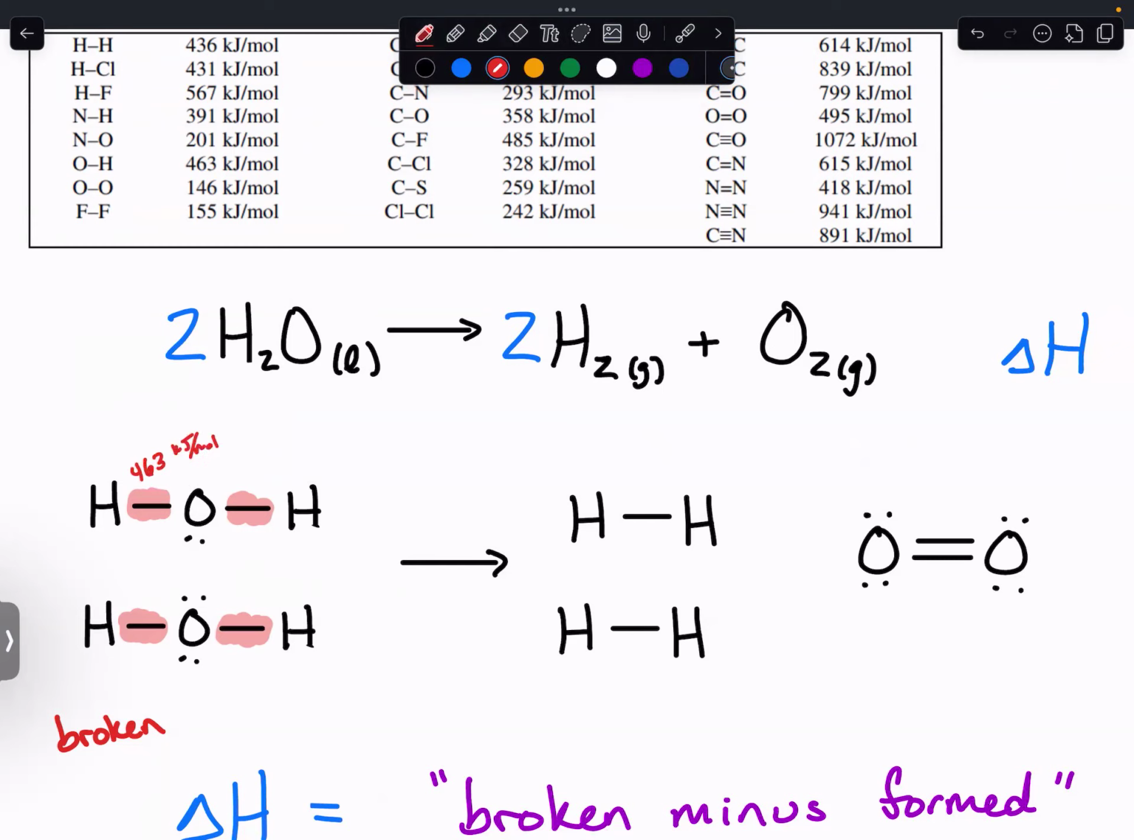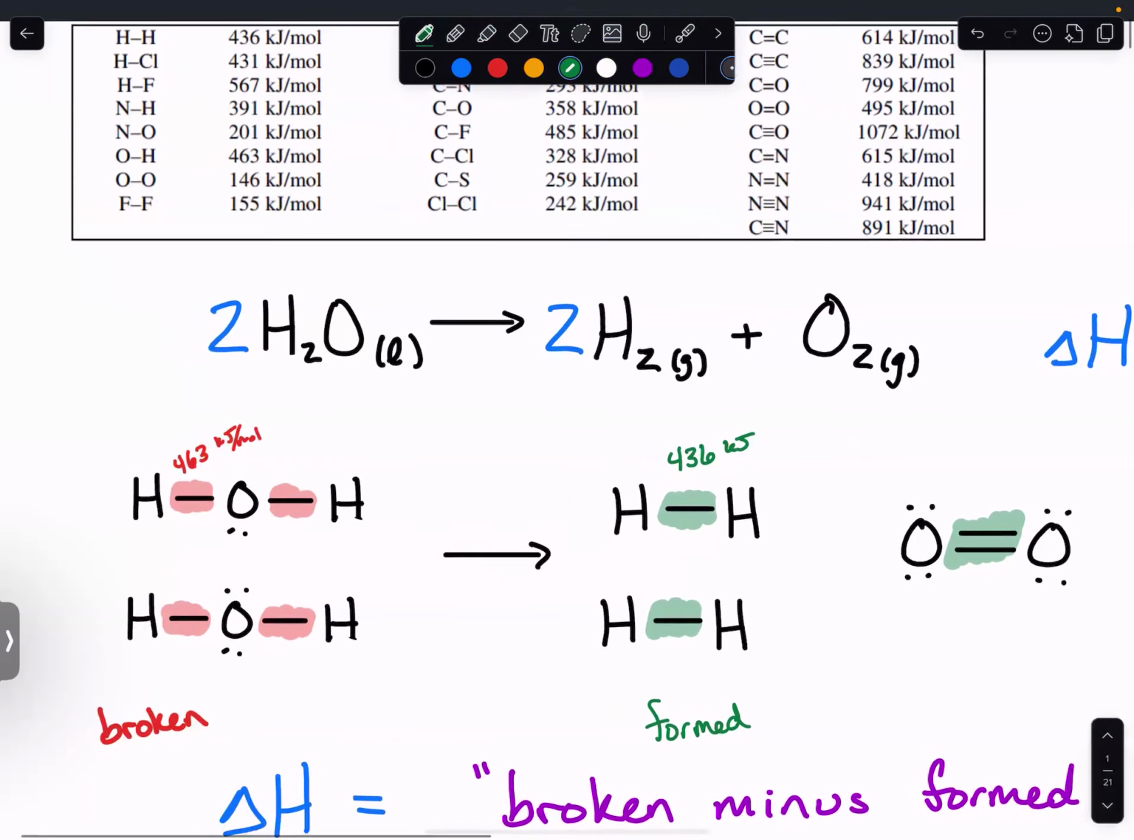Cool. And then I'm going to look over on my product side, where I have a bunch of new bonds that were formed in this reaction. What bonds are being formed? My hydrogen-hydrogen bond, and I got two of them that are going to be formed. And then this oxygen-oxygen double bond here. All right, so each one of those hydrogen-hydrogen bonds will require 436 kilojoules.